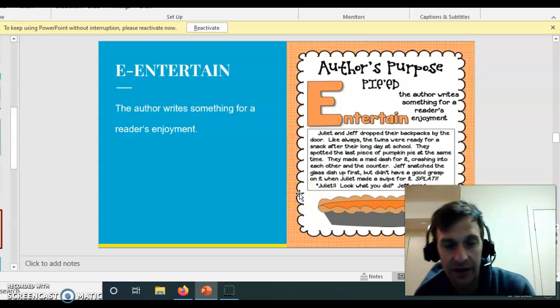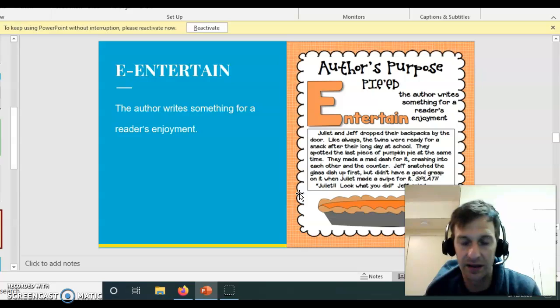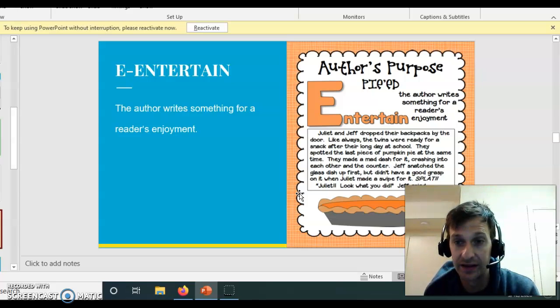The next word in the wheel is entertain. So the author writes something for a reader's enjoyment. When we're thinking about entertaining, we're thinking about short stories, we're thinking about books, we're thinking about things we're going to read that we read for enjoyment, for pleasure, to entertain us. Okay?